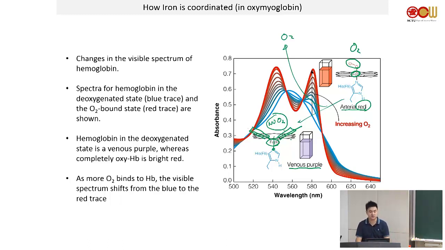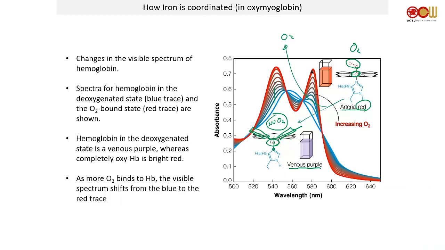Because what you can do is you can take this protein and then measure it using a UV-visible spectrophotometer, and then you can look at the color as a function of different oxygen amounts. So with increasing oxygen, go up. With decreasing oxygen, obviously you see how these two peaks will go down and then the middle peak will come up. So this is how iron is coordinated in oxymyoglobin.